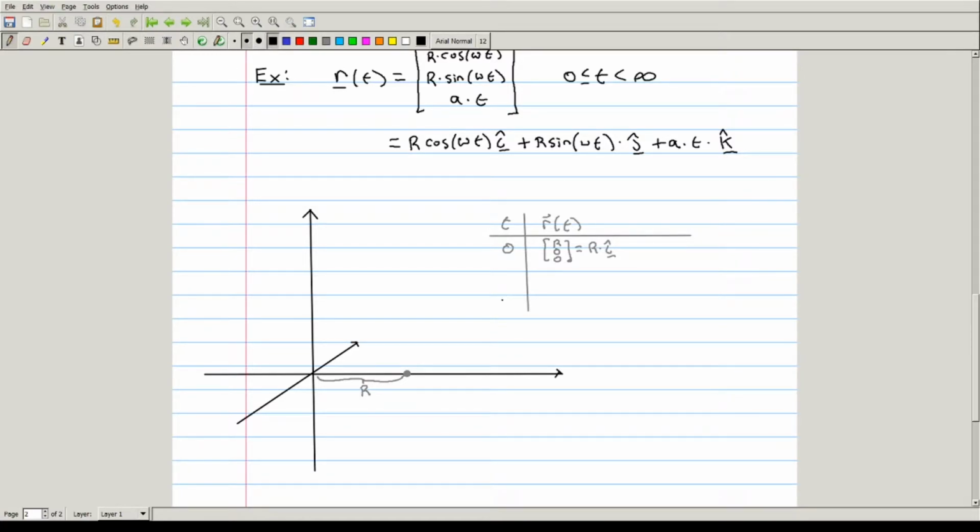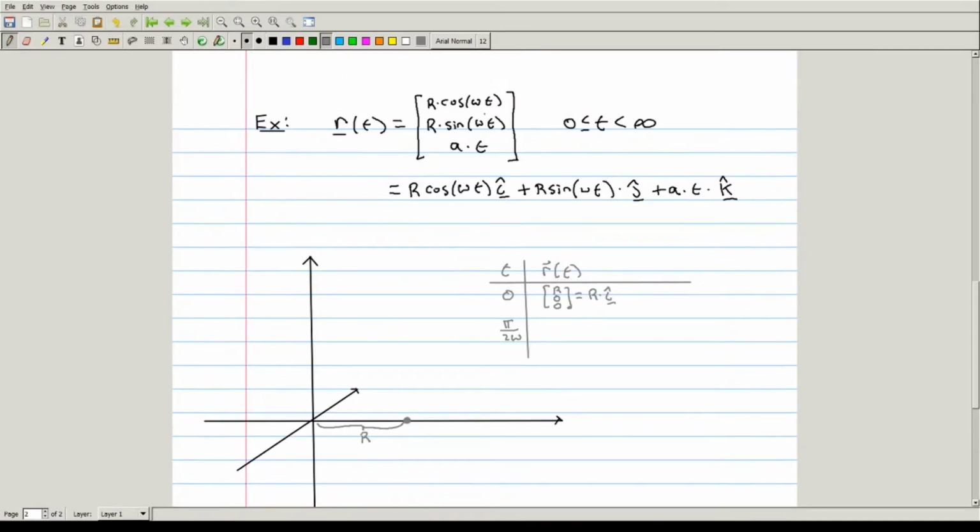So for another possible value of t, we'll choose when t is equal to pi over 2 omega. And when that's the case, when we plug in here, we get that the position vector is equal to the vector, well, when t is equal to pi over 2 omega, we get cosine of pi over 2 here, which is equal to 0. And so the first component will be 0. We get sine of pi over 2, which is 1. The second component is r. And the third component will be a times pi over 2 omega. That's the z coordinate, or the height at this point.